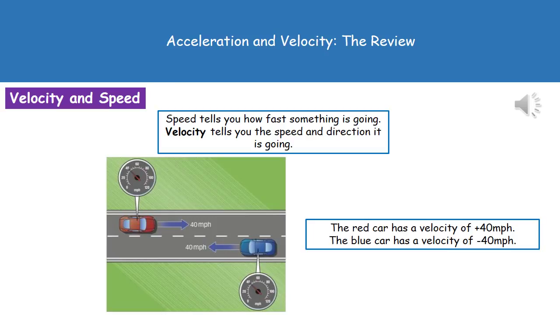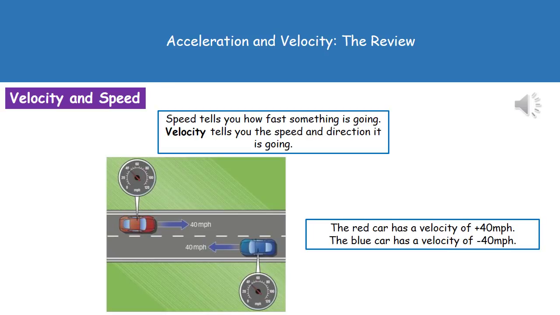Now we've got a second term associated here, which is velocity. So what we need to do now is understand the difference between an object's speed and an object's velocity. If we're talking about the speed, quite simply what that tells us is how fast it's going. That's it, just how fast it's going. If we're talking about the velocity of an object, then it tells us how fast it's going and in what direction. So as opposed to just a speed of 50 miles per hour, the velocity would be 50 miles per hour north.